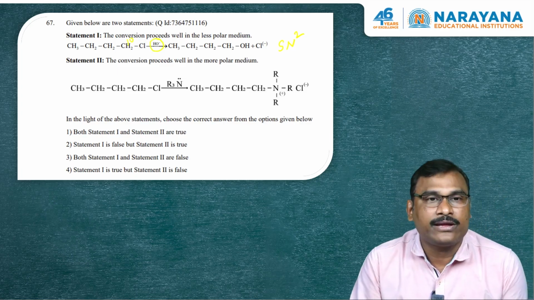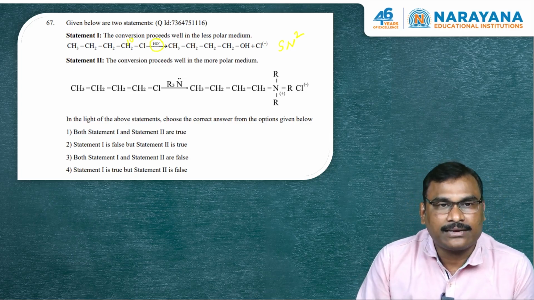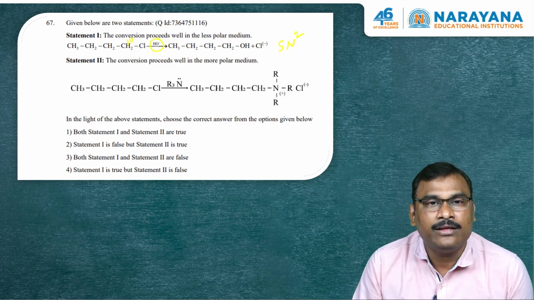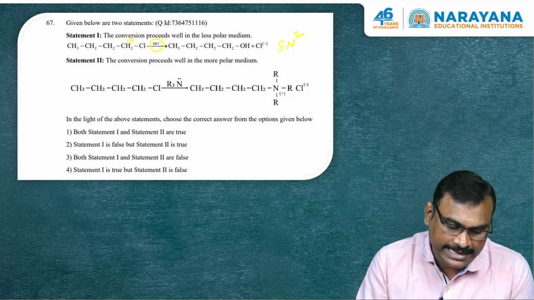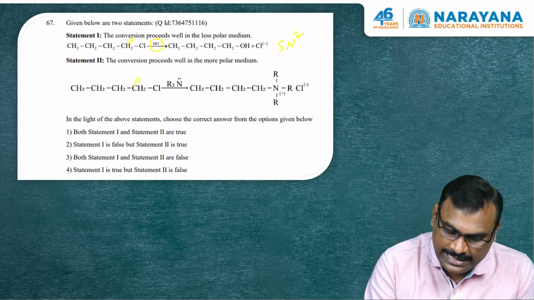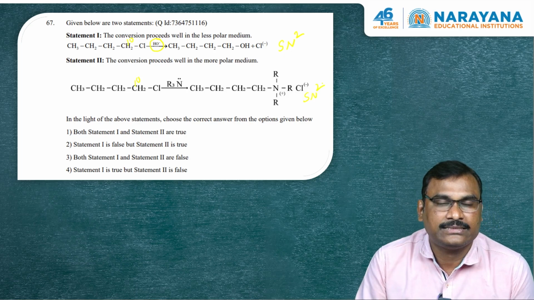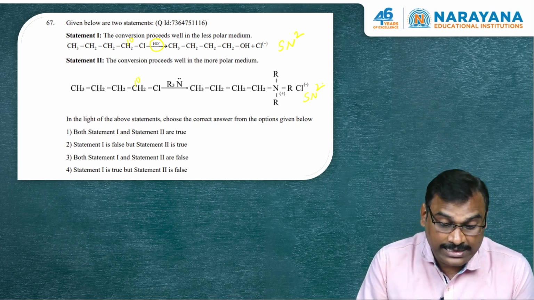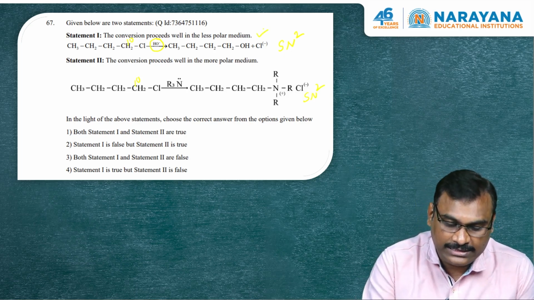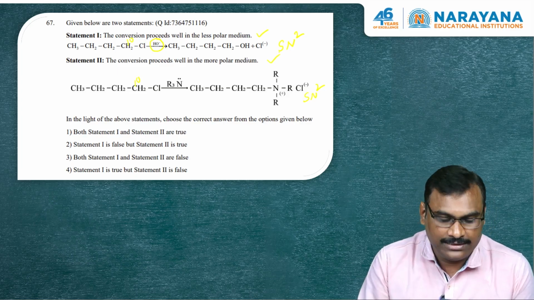is also a strong nucleophile. Second statement: the conversion proceeds well in more polar medium. Again, yes, it is also a primary alkyl halide, producing again a nucleophilic substitution. It is also SN2. Yes, both are SN2 mechanism, but in the first one a less polar medium and in the second one a more polar medium are required, they said. What is the reason?